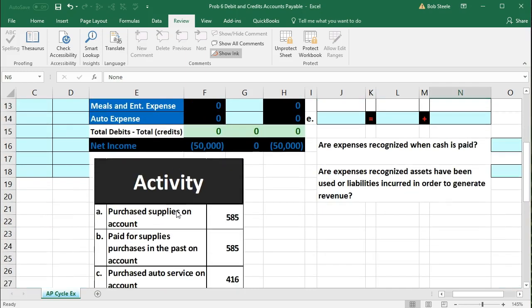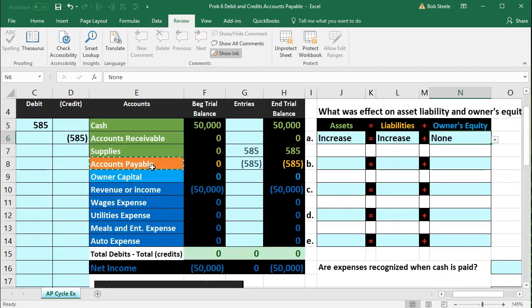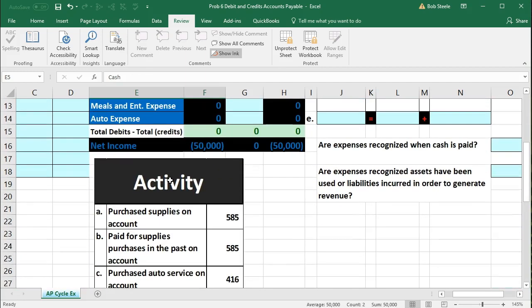Next transaction, we'll take a look at B, which says we paid for supplies purchased in the past on account. So in this case, I would ask our question. We're going to go through our normal questions. Is cash affected? And in this case, we're going to say, yes, it is affected, and the keyword is paid.